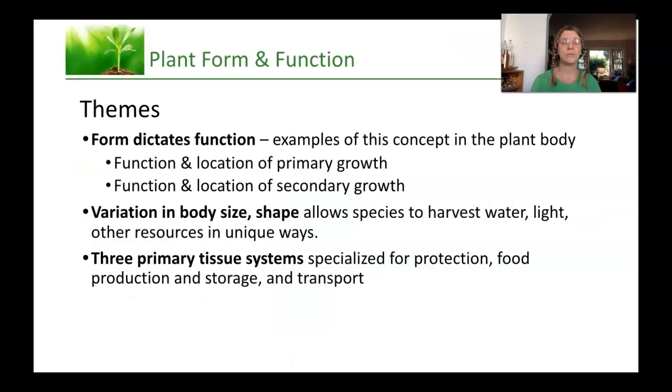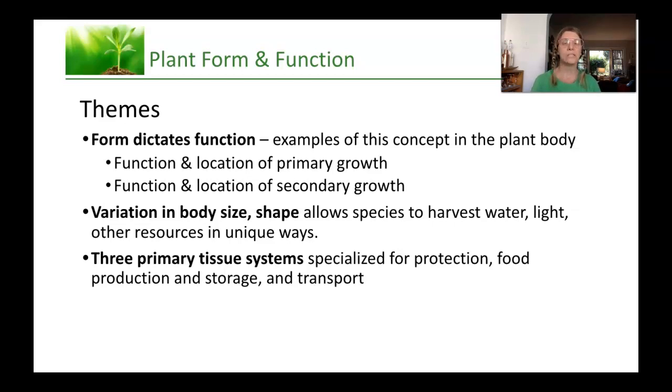There are a couple of themes to remember when we talk about plant form and function. Number one, form dictates function. And we're going to see several examples of this when we look at the basic body plan of a plant. We'll see form and function associated with location of primary growth and form and function associated with location of secondary growth. There's also variation in body size and shape, which allows different species of plants to harvest the things that are important to them, water, light, and other resources. And they do this in many different unique ways.